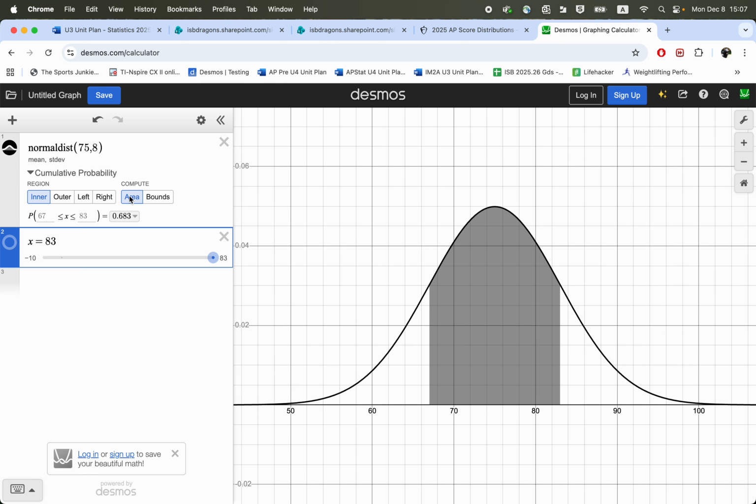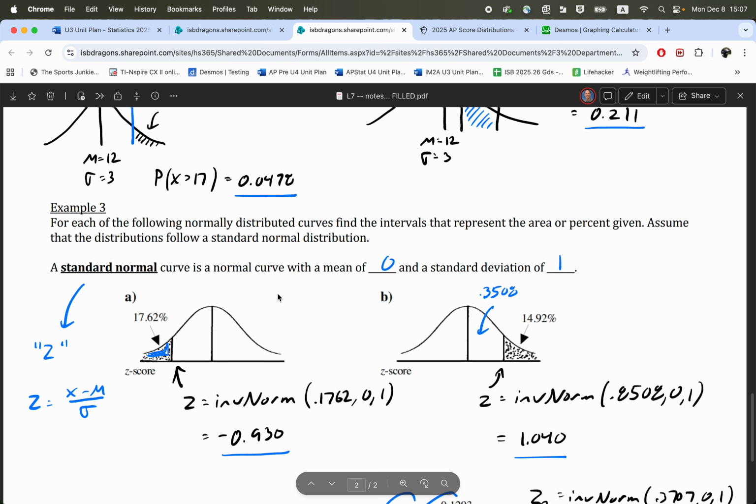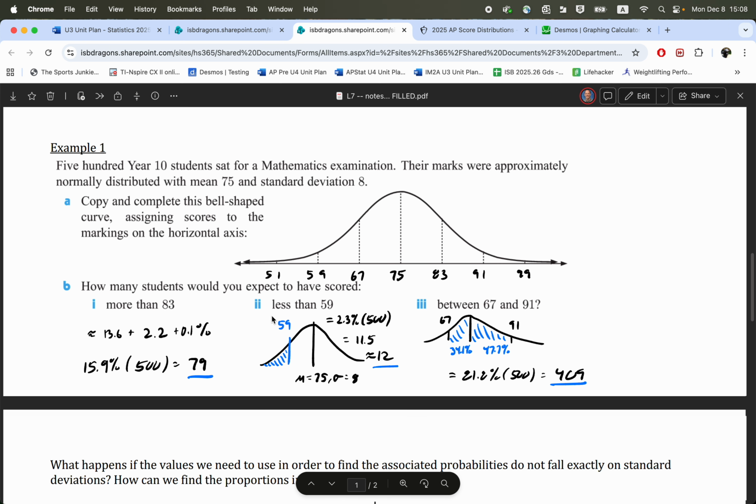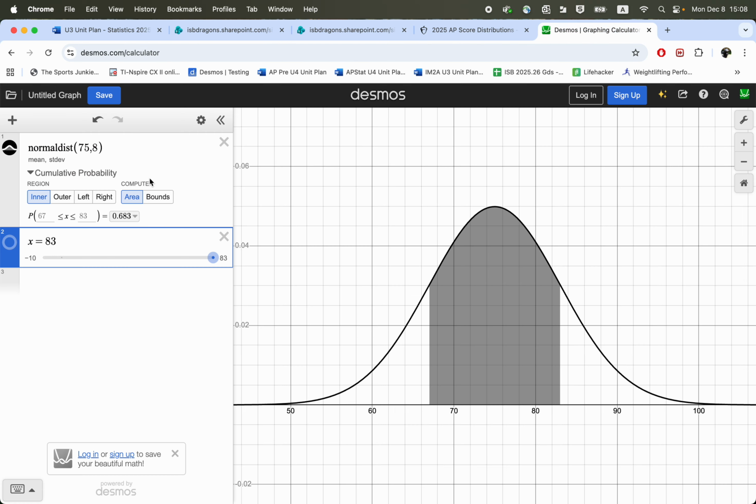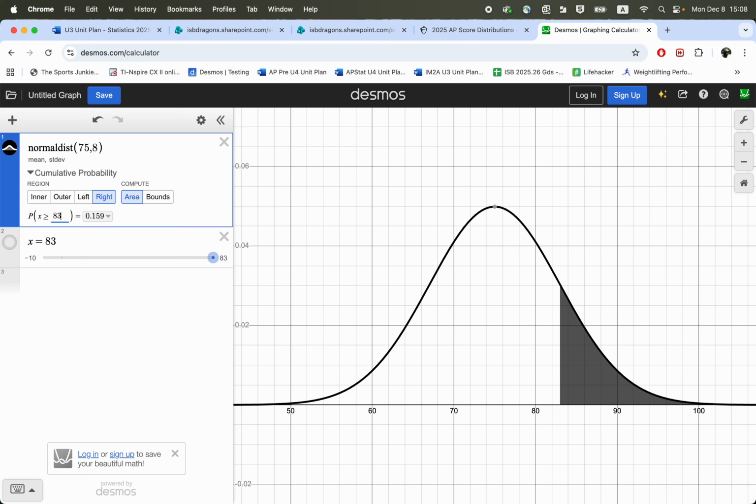So I want to compute an area. Okay, and if I think visually, more than 83, if I've drawn this correctly, well, I haven't drawn it. Okay, so this is not good, but I can use this. But that would be all this area here. So on Desmos, I'm going to select, I want a region to the right. I want to compute this area, which means I need to input the bound. So the bound that I want to create is 83, right? So here's my area. Again, I can put my vertical line in, so that means that all this area is 0.159, or more specifically 0.1586, so that's my percentage.